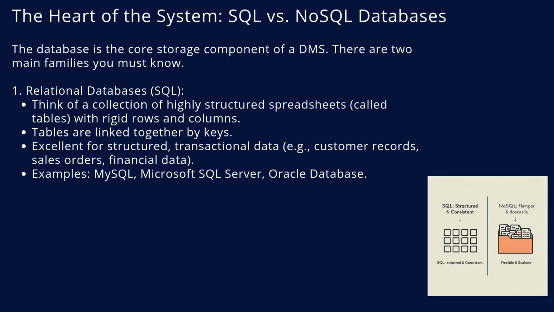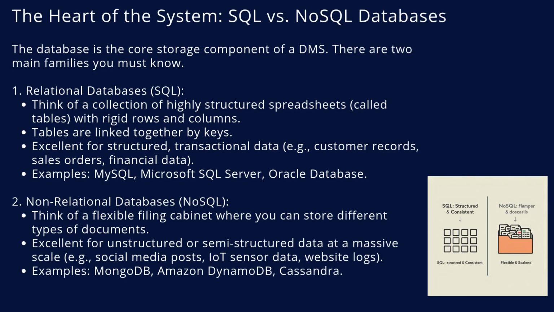First, and most common, are relational databases. You'll know them by the term SQL, Structured Query Language, which is the language we use to communicate with them. The best way to think of a relational database is as a collection of perfectly organized spreadsheets, which we call tables. Each table has rigid columns and rows, and we use special keys to link related tables together. For example, we might have a customers table and an orders table linked by a customer ID key. These databases are the workhorses of the business world, perfect for structured data that requires high levels of consistency, like financial records or customer information.